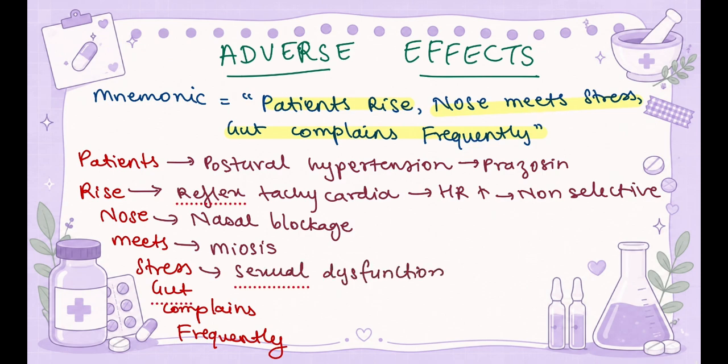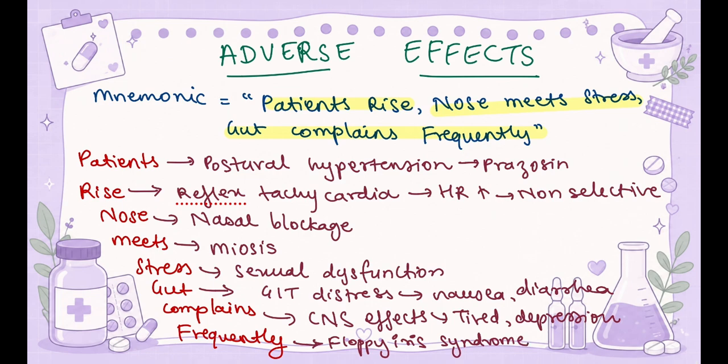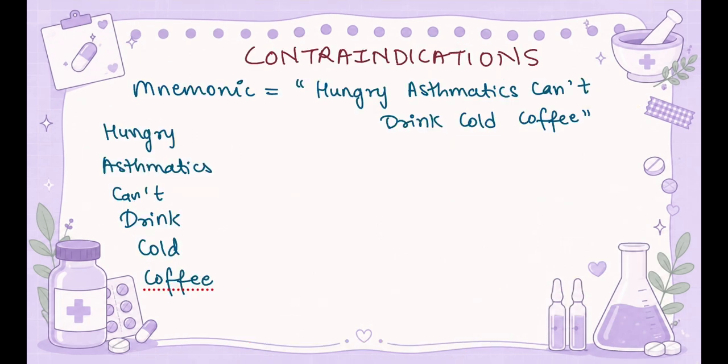Gut relates to GI distress, including nausea or loose motions. Complaints represent CNS effects. Think tiredness, lethargy, or mental depression. Finally, frequently stands for floppy iris syndrome. This is a catastrophic surgical risk during cataract procedures for any patient taking tamsulosin. Due to these side effects, there are some strict contraindications.